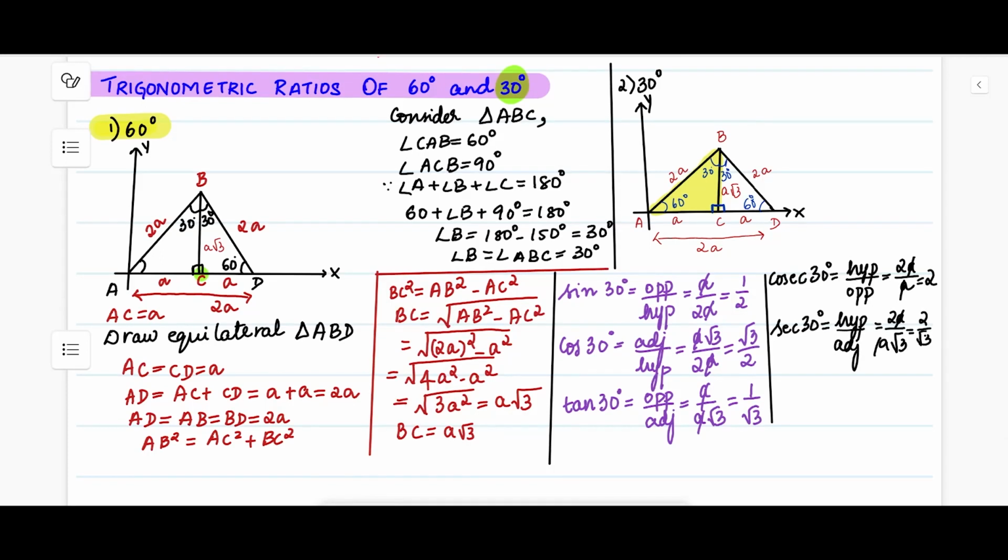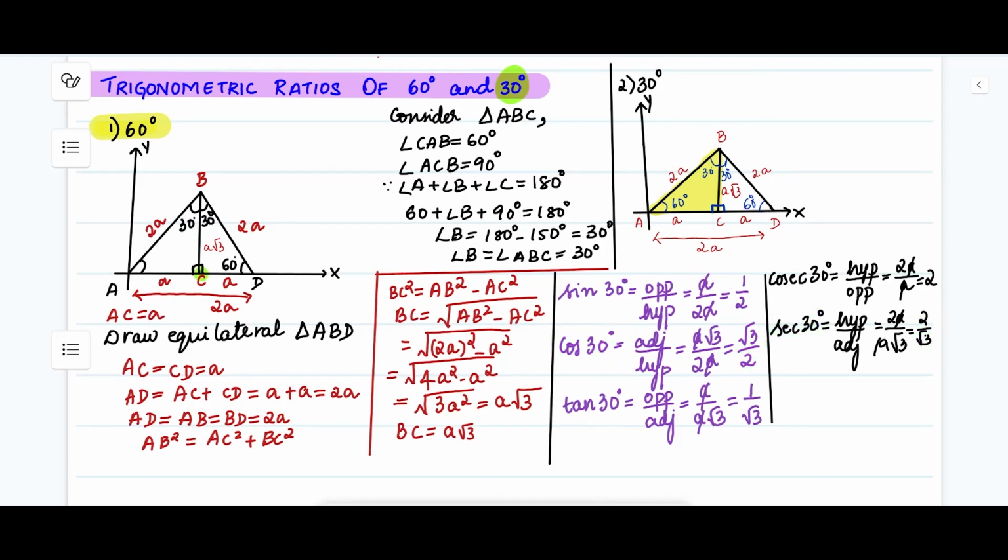Here we can see that cosecant 30 degrees is the reciprocal of sine 30 degrees because the value of sine 30 degrees is 1 by 2 and the value of cosecant 30 degrees is 2. Next, secant 30 degrees is the reciprocal of cos 30 degrees. The value of cos 30 degrees is root 3 by 2 and the value of secant 30 degrees is 2 by root 3.